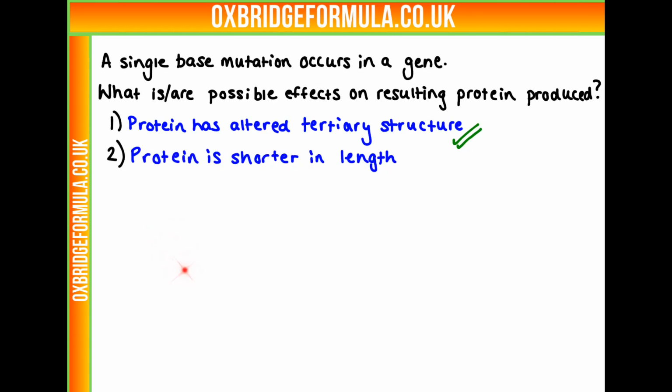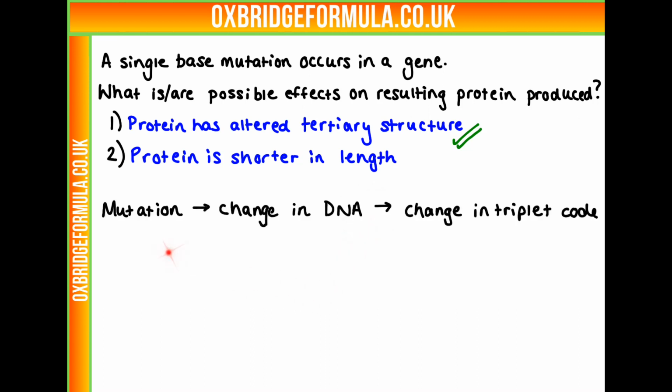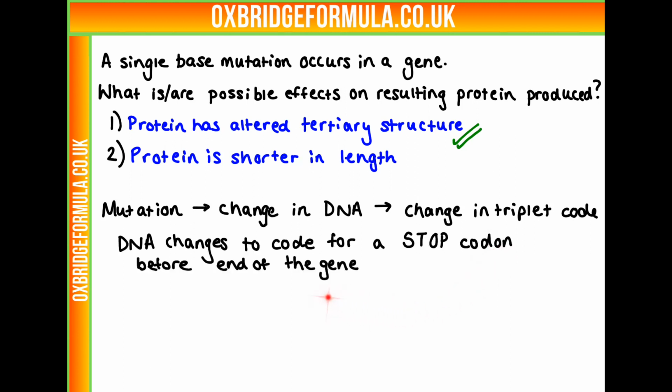Our second statement is that the protein could become shorter in length. So we already know that the mutation could lead to a change in the triplet code, but how might that lead to a shorter protein? So instead of changing the amino acid that it codes for, it could change to be a stop codon before it reaches the end of the gene. And that's going to mean that our protein is stopped prematurely being synthesized, and so we're going to get a shorter protein.